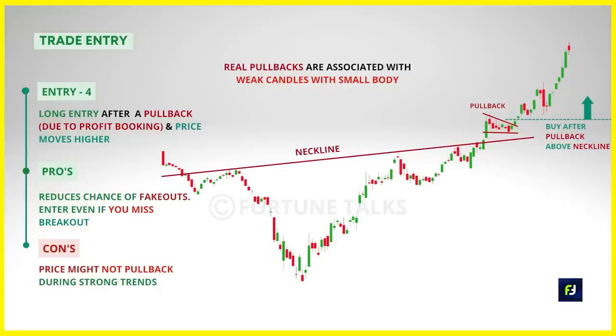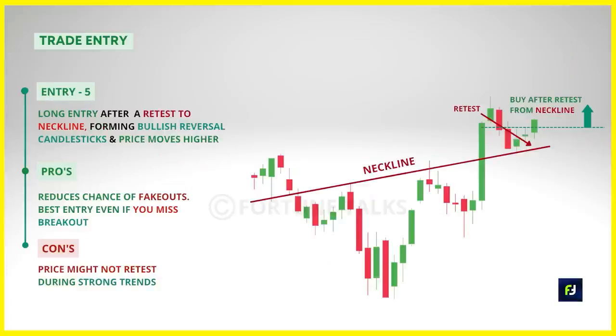And as I have mentioned, the best pullbacks are the ones with shallow retracement and small bodied candles. But what if we get a steep pullback with large bodied candles? What would we do then? So if the pullback is very deep, then we will wait for the price to retest the neckline or the previous resistance turned support level, where we expect the buyers to come in.